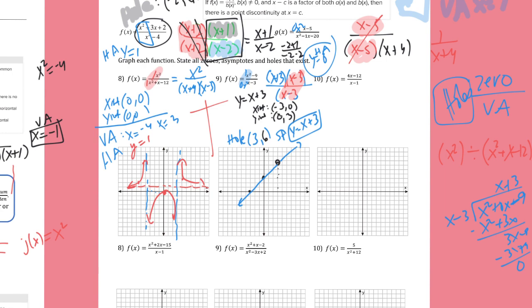So yes, we've got an x-intercept. There is no vertical asymptote. There is no horizontal asymptote. And that's all we got. So let's look at the next question.